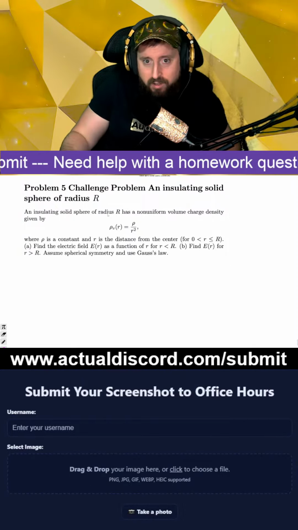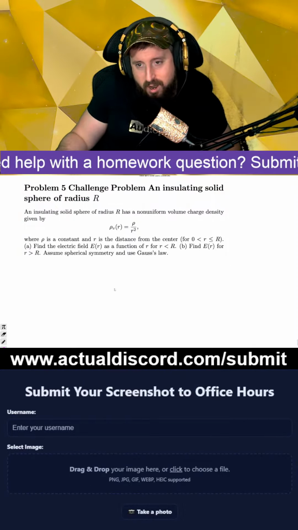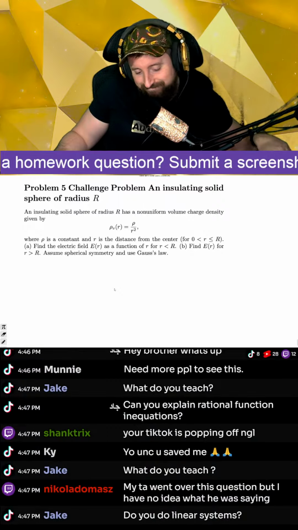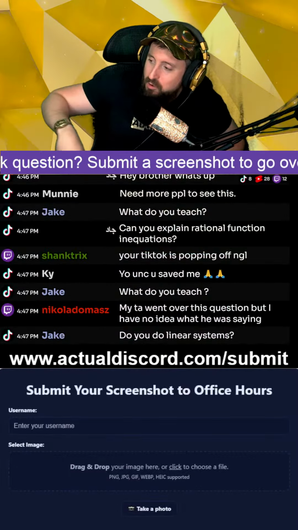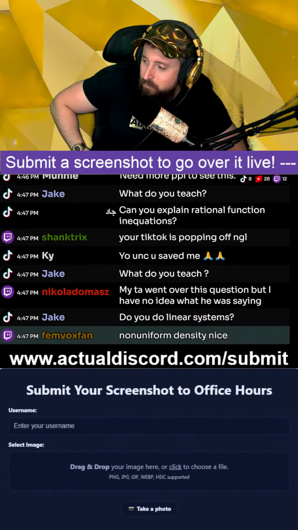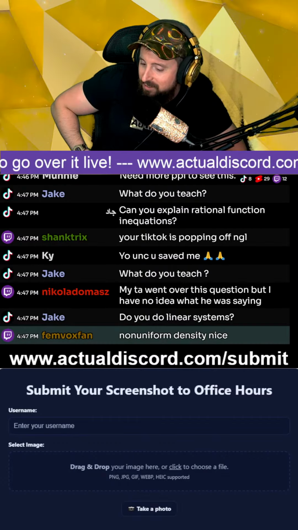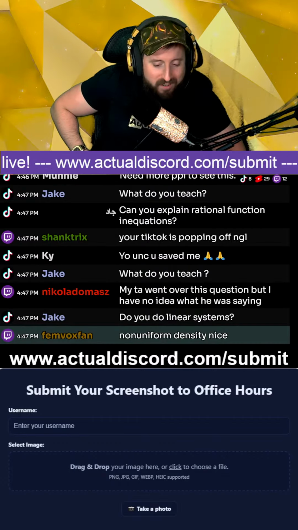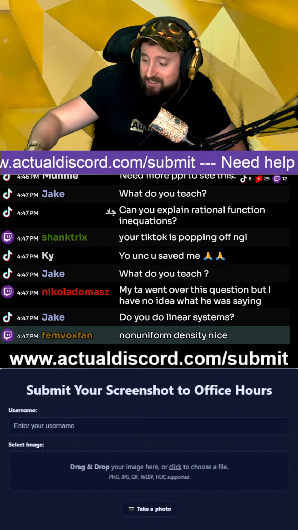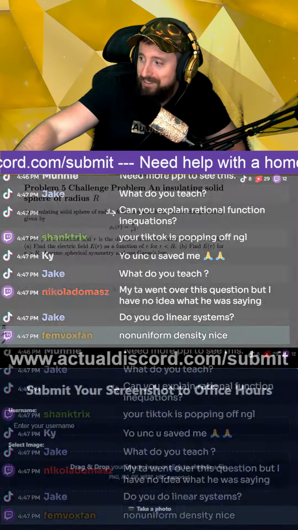Okay, all right. An insulating solid sphere of radius R has non-uniform charge density. Dude, what is this doing? Non-uniform charge densities for a pre-med physics class? No. Engineering physics, yes. Pre-med physics, no. This is so wrong.